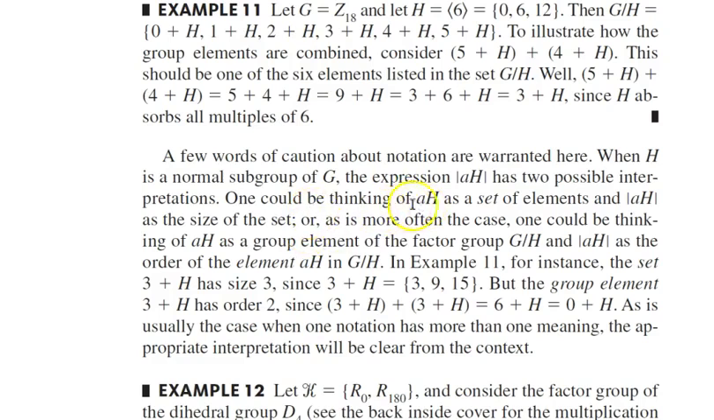In a factor group, the meaning of this expression, aH, between vertical bars, can be different. There are two different meanings. One is if you consider this as a set, then aH between two vertical bars will mean the number of elements in the set. The other meaning is if you consider aH as an element in the factor group, then this will denote the order of that element.